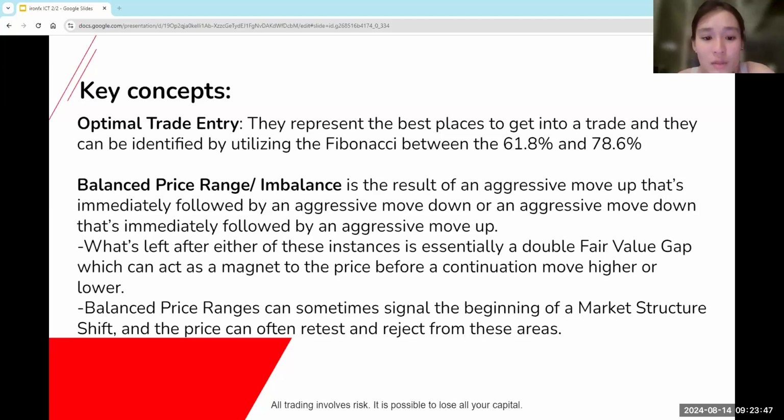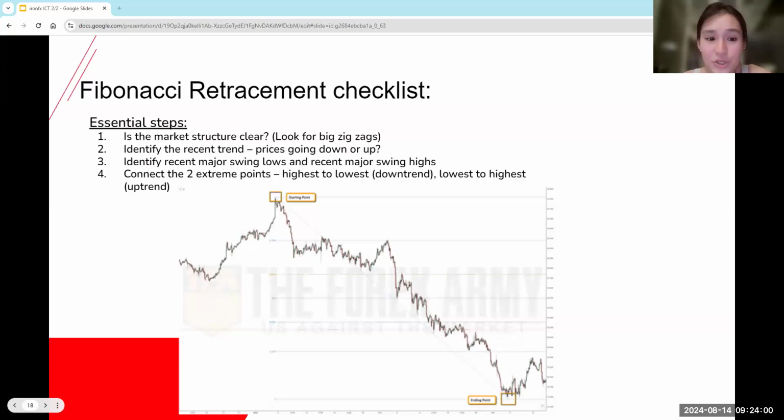Okay, so now let's talk a bit about Fibonacci retracement since we mentioned the 61.8 and 78.6. If any of you aren't too familiar with Fibonacci, we will do a very brief intro to it. Here's a checklist to follow if you're just starting out. Firstly, we want to look for clear market structure. So we're looking for any clear big zigzags or any swing highs or swing lows. And we've shown you examples previously already.